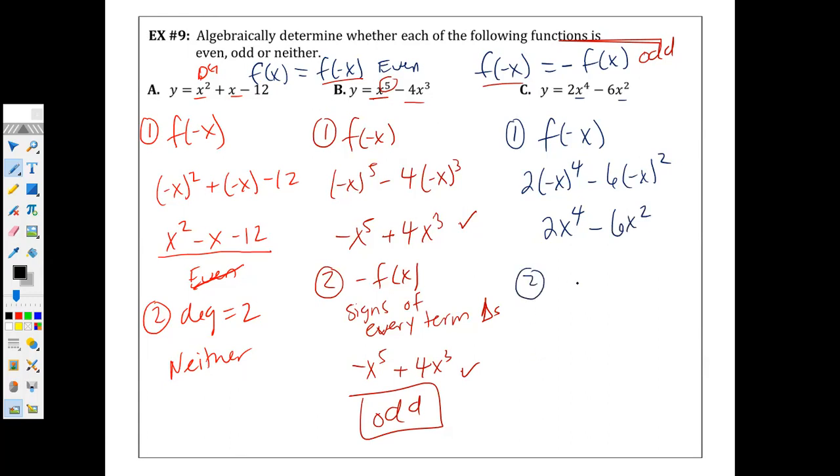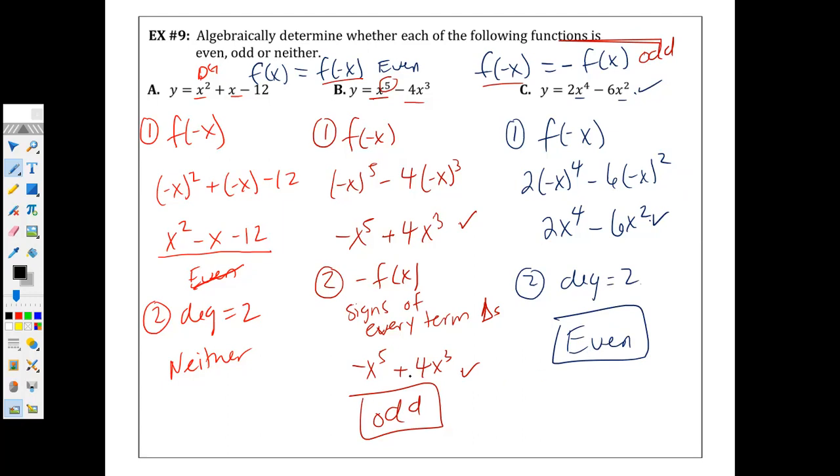Exactly. So when we test here, it's a degree 2. That means that we just have to make sure that this and this are the same. Are they the same? Yeah. This equals this. So therefore it is an even function. It matches the original.